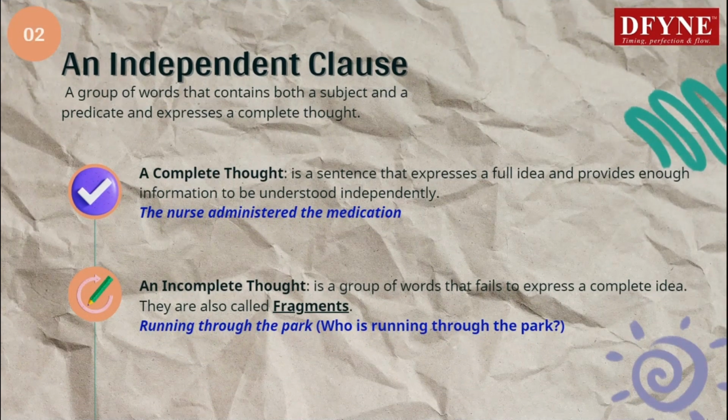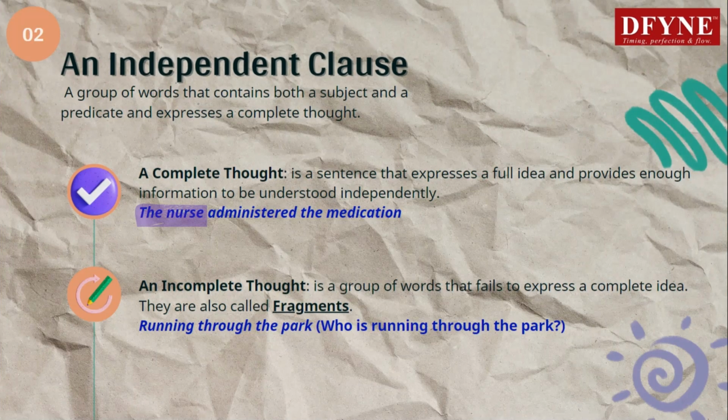A major difference between them is that a complete thought has a subject and its associated predicate, which is a verb and/or an object of the verb. An incomplete thought will be missing the subject or the predicate. In the example, we see that it's the subject that is missing.